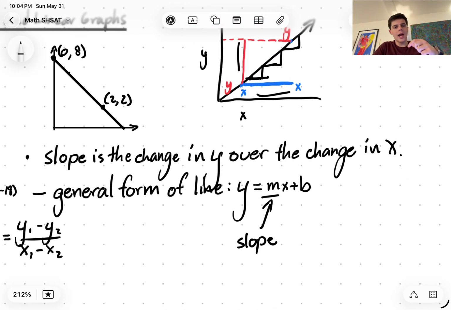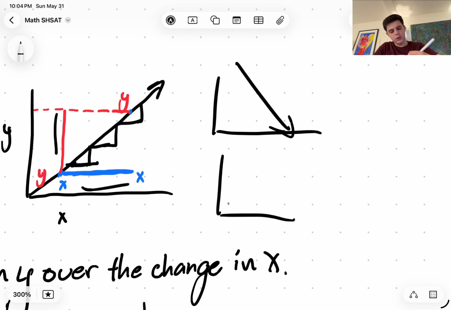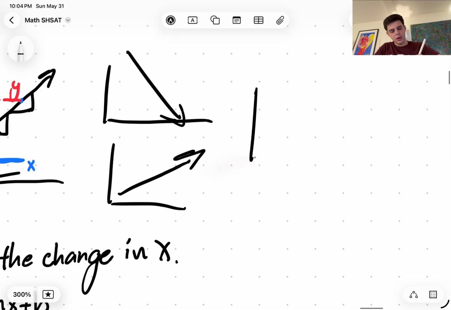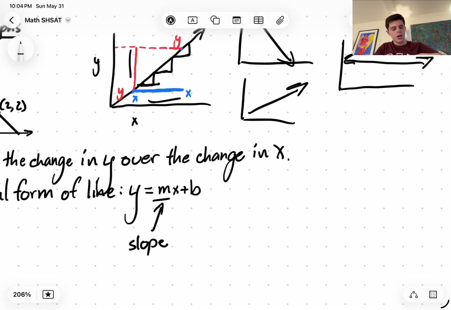And so if you have a negative m, you're going to have a graph that's going like that. That is a negative slope, right? If you have a positive slope, you're going to have a graph that's going up, right? If you have a slope of 0, then you're going to have a horizontal line. How high it is depends on other things, but you're just going to have a straight line.